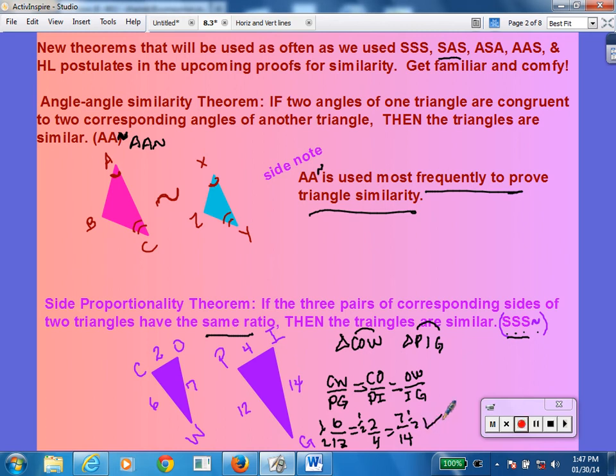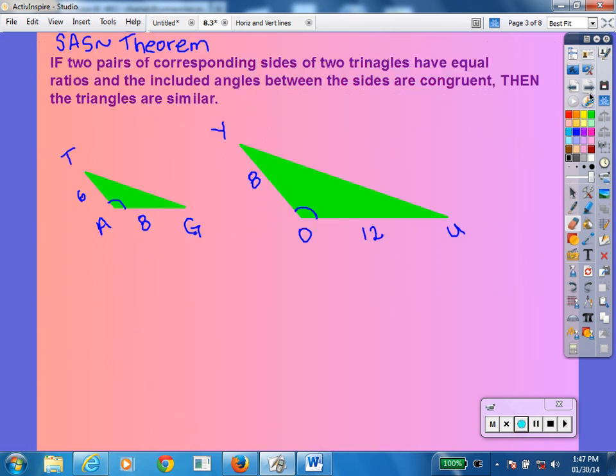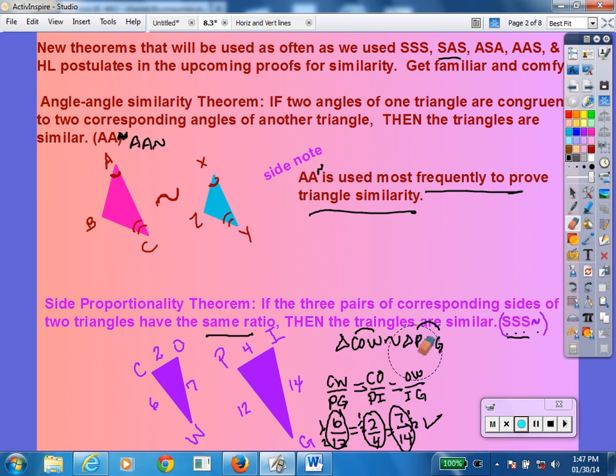This is true. All three pairs of corresponding sides have equal ratios. Therefore, triangle COW is similar to triangle PIG through side-side-side similarity. Okay? So they're similar. Got that? All right.